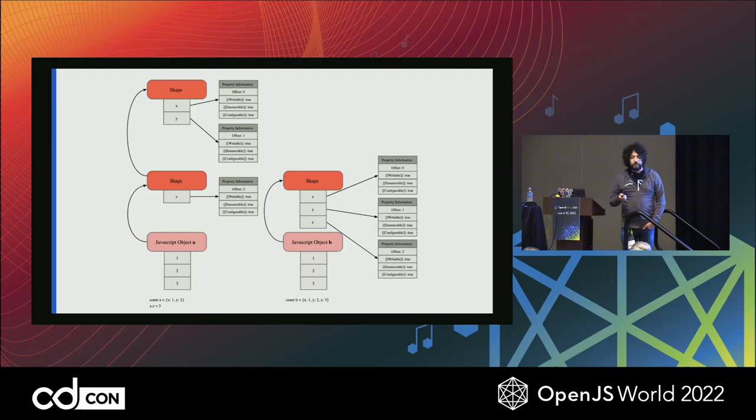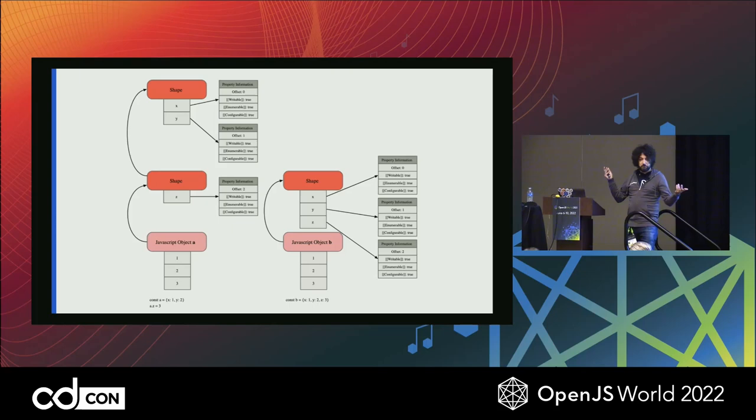Why does this matter? It matters because if I'm passing the function objects with different shapes, I will make the job of the optimizing compiler significantly harder, and therefore my code will be slower. Are we in agreement? Yeah, okay.